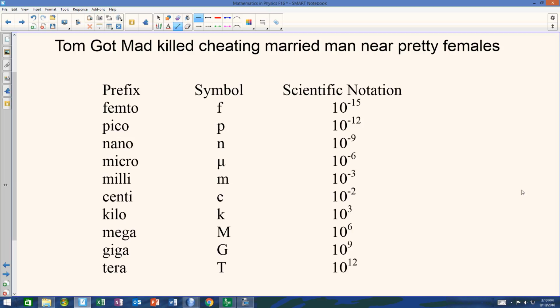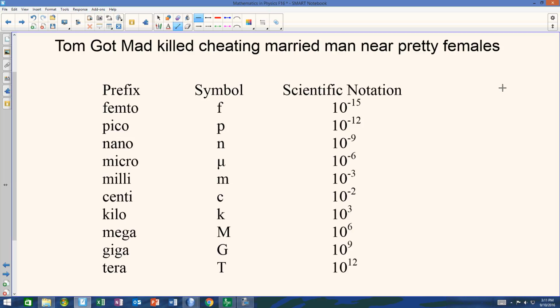You need to have them memorized. Okay, they may show up on your formula sheet, maybe, maybe not, I'm not sure, probably, but why waste your time looking it up if you can just have it memorized? So here's the mnemonic I use. Actually, my students made this up for me because I really am horrible at making these things up. So here we got Tom got mad, killed cheating married man, near pretty females. Okay, Tom, tera, got, giga, and so on and so on.